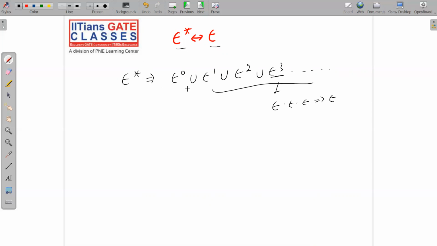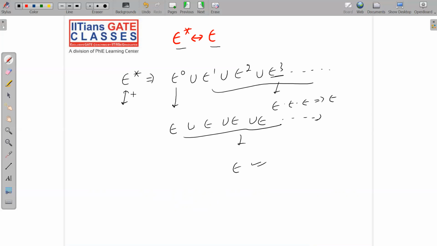So everything boils down to this. Null power 0 is obviously null. Null power 1 is null. Null power 2 is null. Null power 3 is null. So it is null union null, everything, just like this only. So it will be null only.